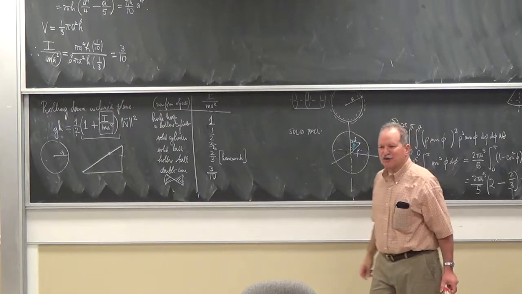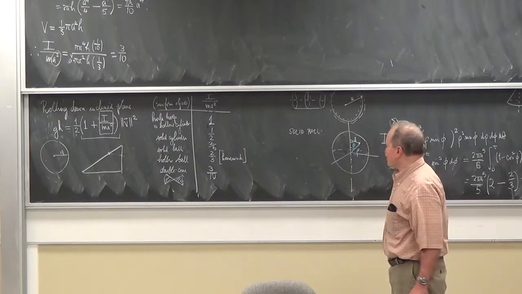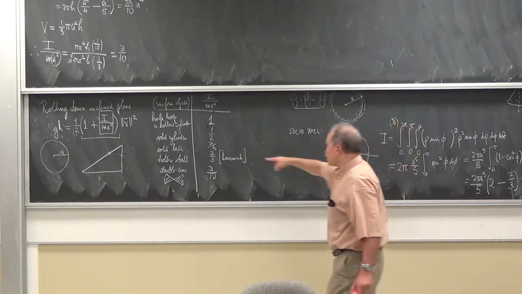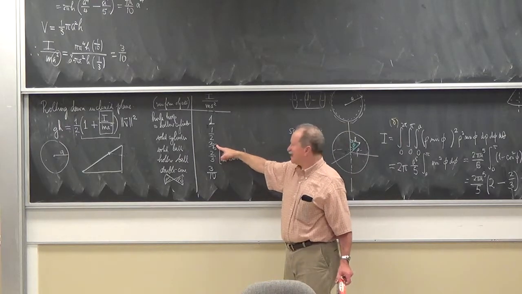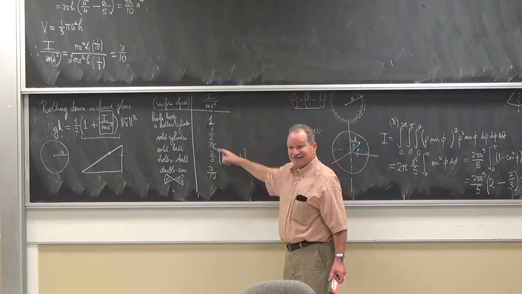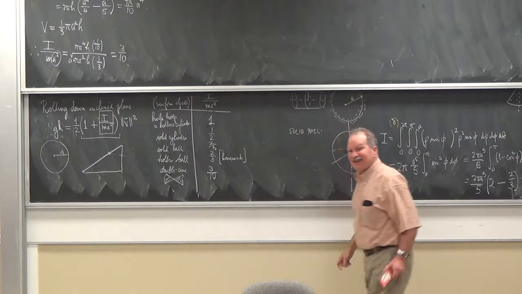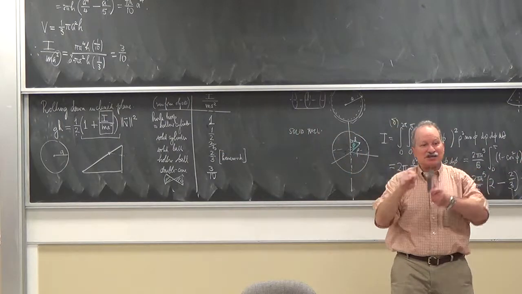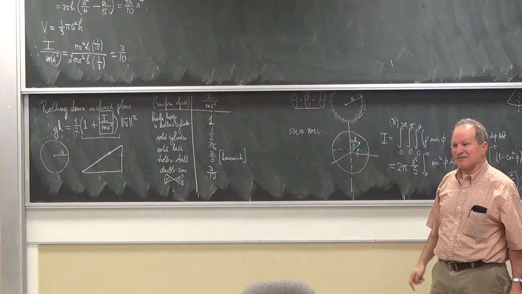So far, who's winning? The double cone's winning, but the solid ball's not far behind. It doesn't depend on the shape of the cone. You take a very fat cone or a very skinny cone, they're going to get there at the same time.